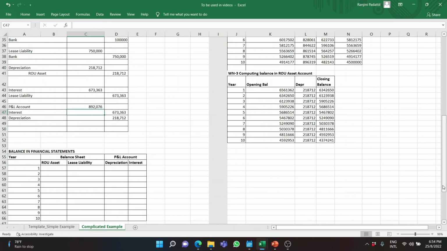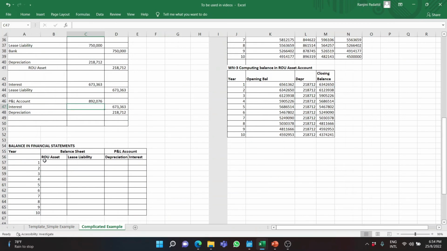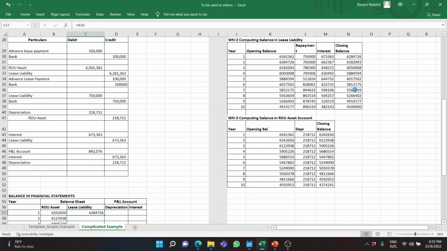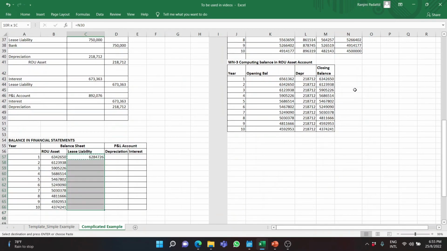We come down to the closing balances of the various values. This is very simple. You've already calculated it. You take this from the working note 3. The lease liability you take from working note 2. The depreciation from working note 3, which is the same across the years, the interest from working note 2.